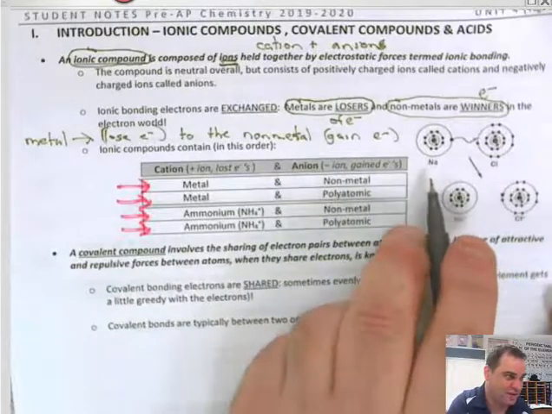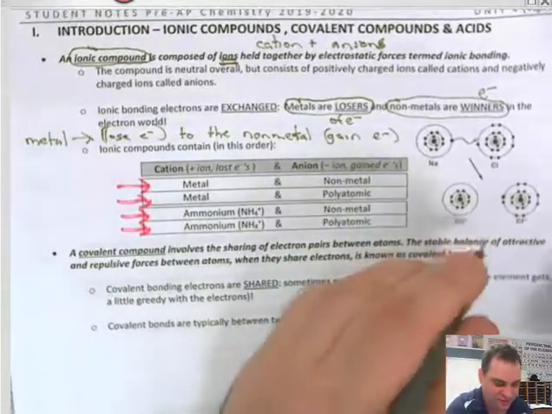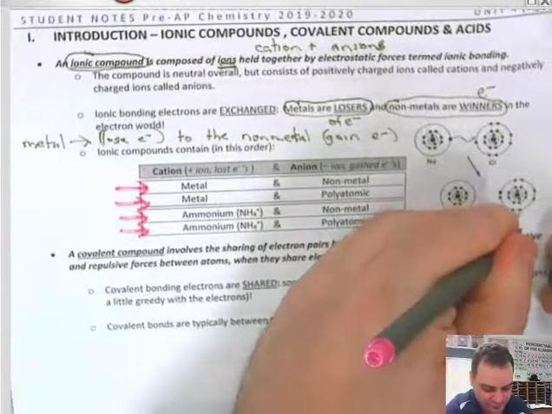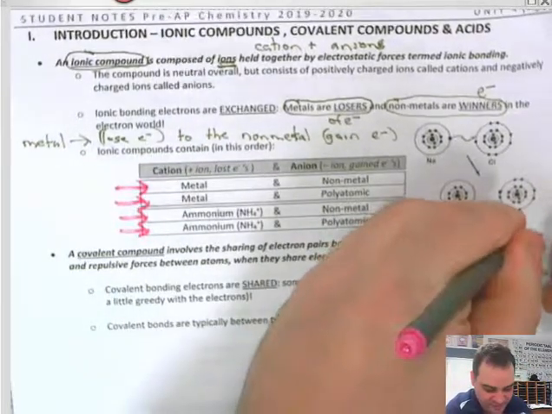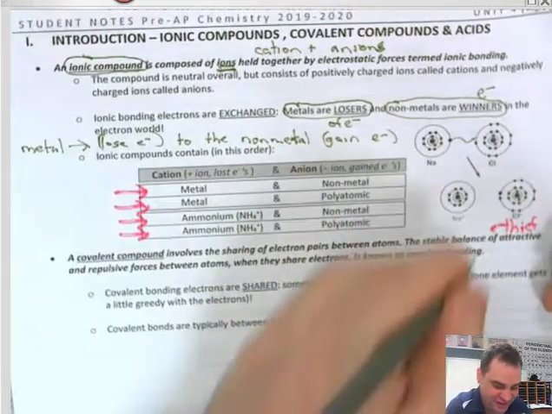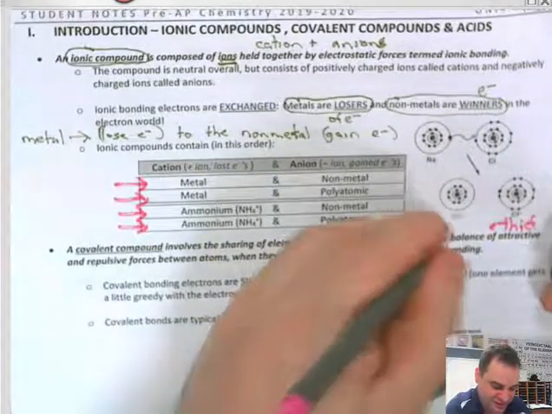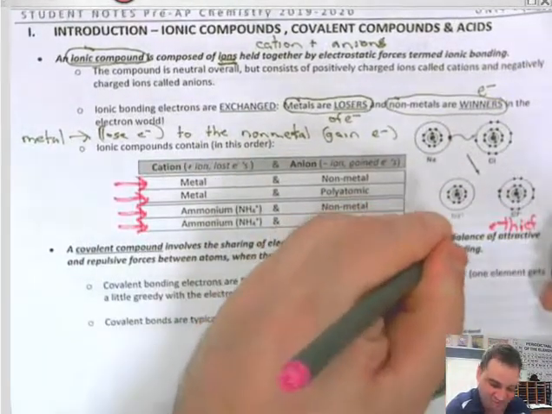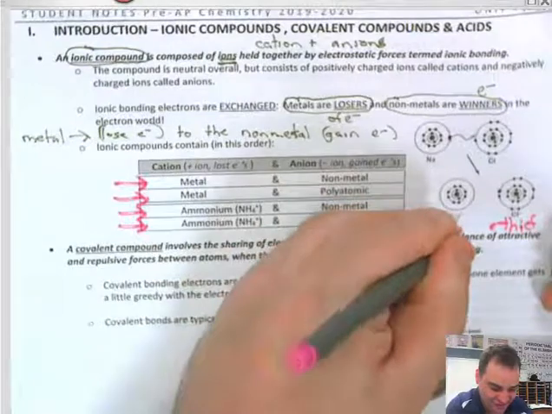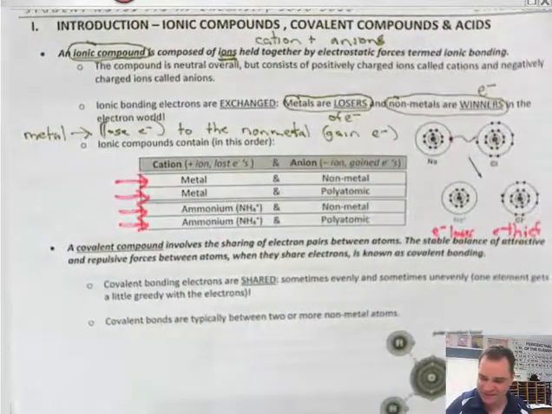So what happens in an ionic compound here: we've got sodium here, and we've got chlorine here. Chlorine is the thief. It's an electron thief, and it steals this one electron from here, and this is the electron loser, I don't know, victim.